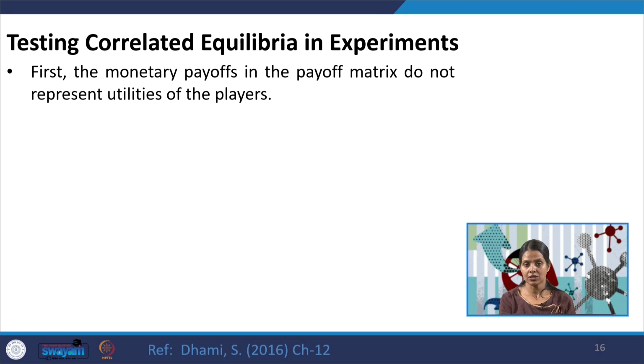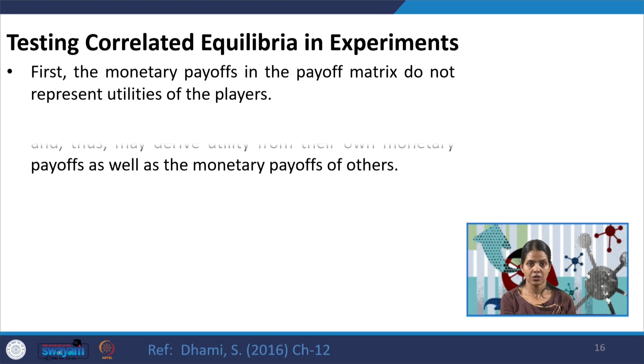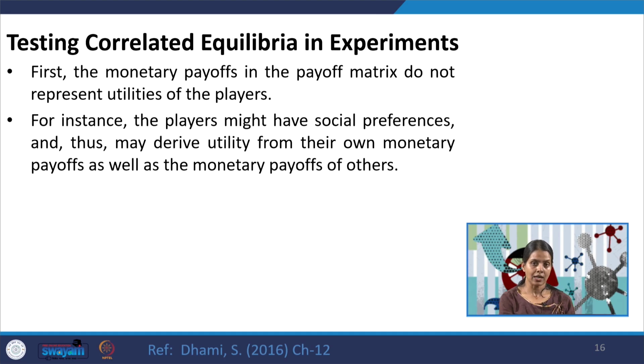The first such thing is that they must be perceiving the monetary payoffs as something different from the associated utilities. And how can that be? For instance, the players might have social preferences and thus may derive utility from their own monetary payoffs as well as the monetary payoffs of others. In that case, the utilities associated with not playing the recommended strategy may give them more utility.